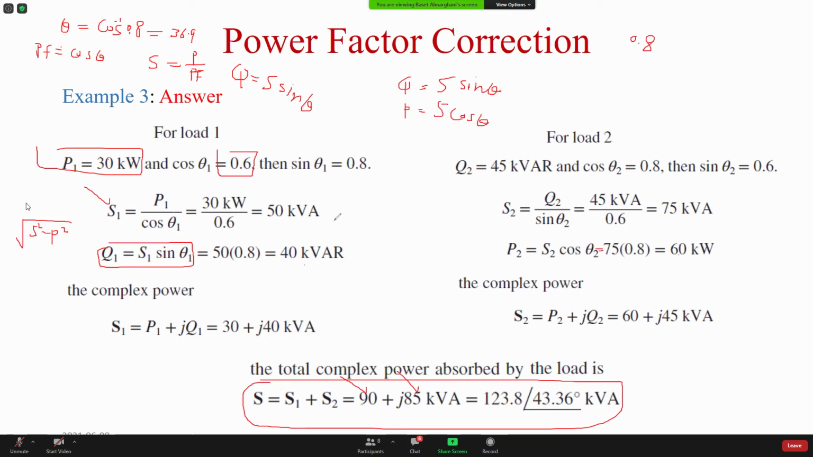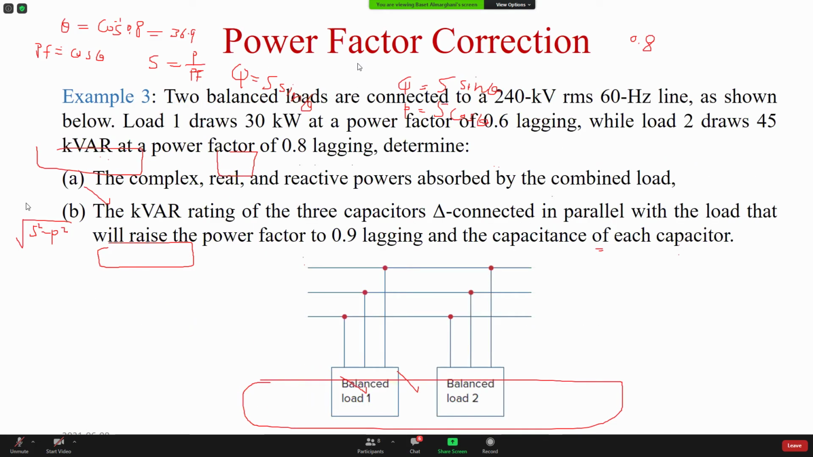The second part of the question, important to read it. It doesn't say find the capacitor, it says find QC. The kilovolt ampere rating is the QC. It's not the capacitance of the capacitor. Oh, here's find the capacitance as well. Yeah, and the capacitance after. Okay, so both.